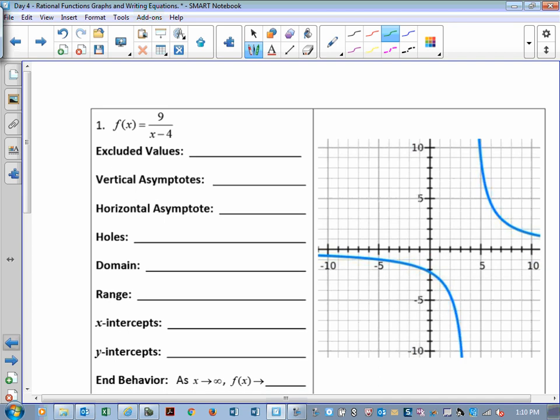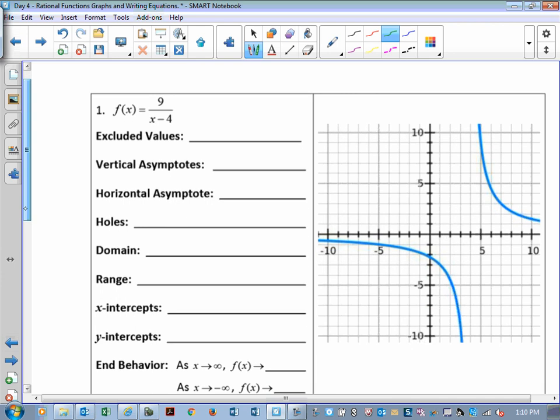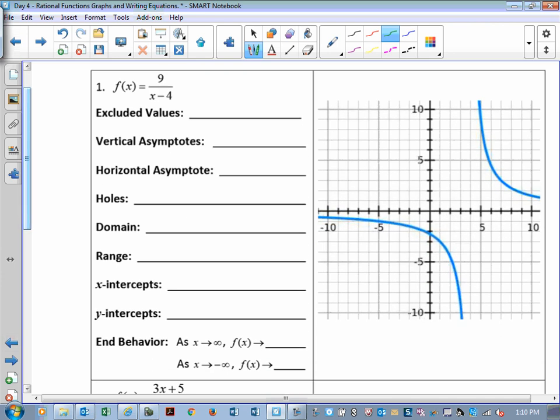Let's look at this one. Okay. What are our excluded values? Number one. What's our excluded values? 4, right? X is not equal to 4.